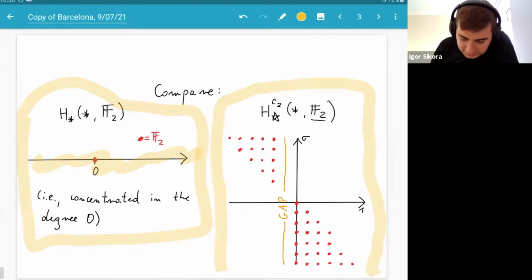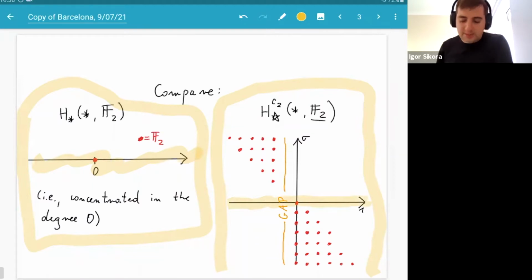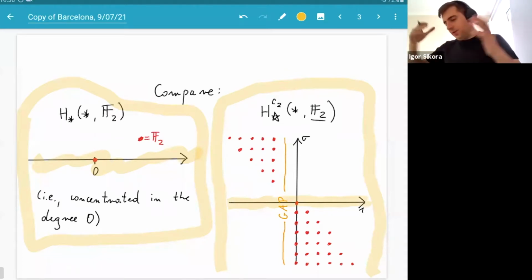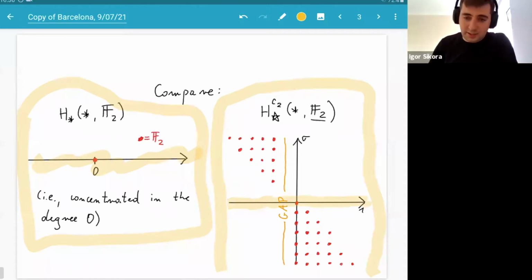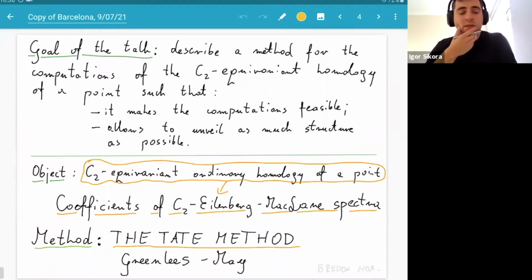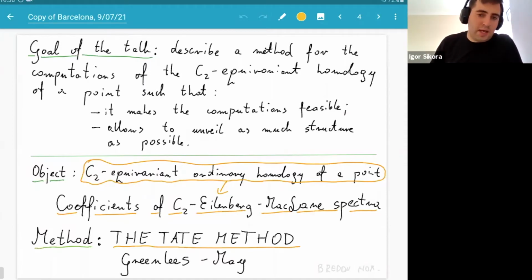And over this line of trivial representations, we can see a similar pattern as in the classical non-equivariant homology, but it is no longer true when we leave the comfortable world of trivial representations. So the goal of this talk would be to describe a method for the computation of the C2-equivariant homology of a point, a method which will have two properties. It will make these computations feasible, and also it will allow us to unveil as much structure as possible.